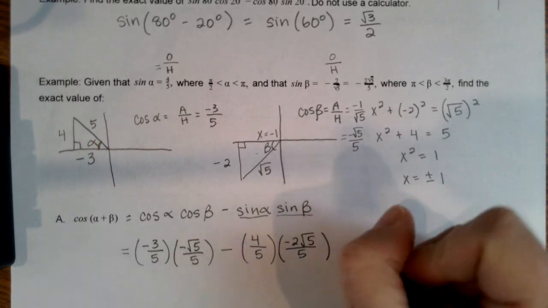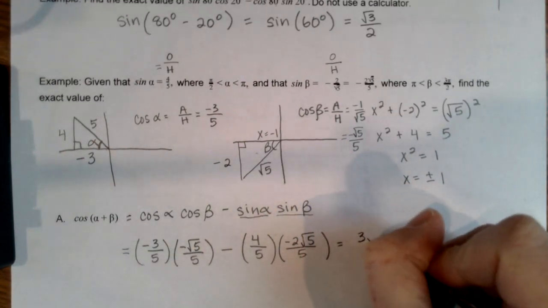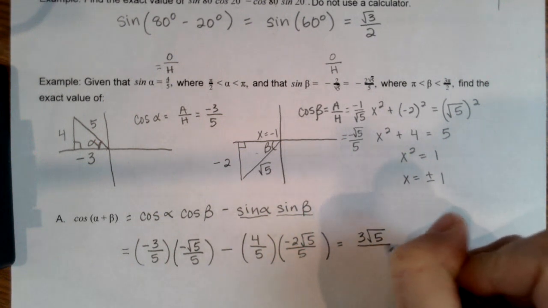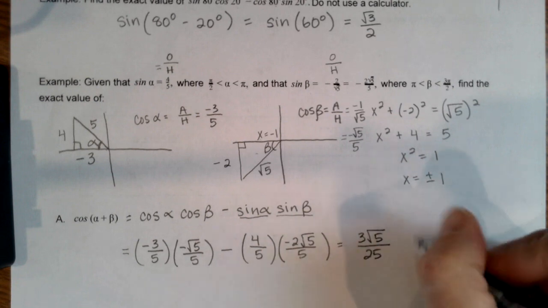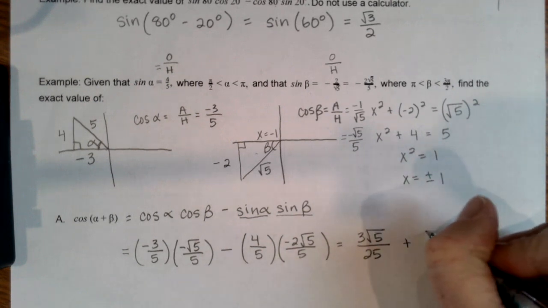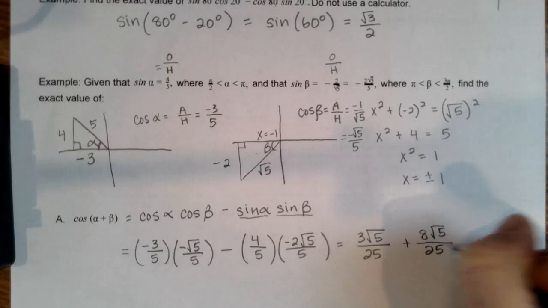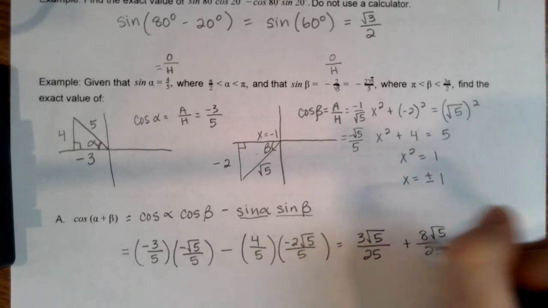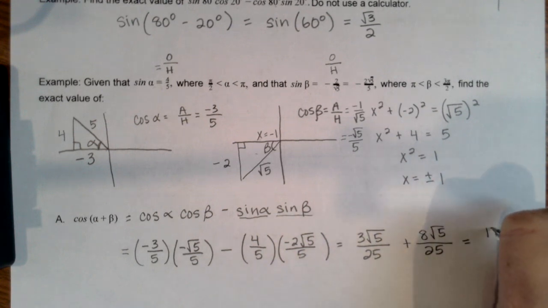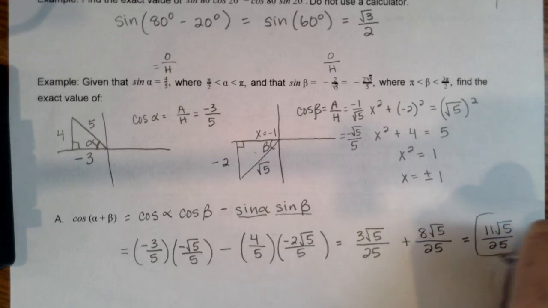Simplifying this, negative times negative makes positive, so 3 square roots of 5 over 25. Negative times negative makes a positive, plus 8 square roots of 5 over 25. I have a common denominator and like radicals, so I can simplify this as 11 square roots of 5 over 25. And this would be my final answer.